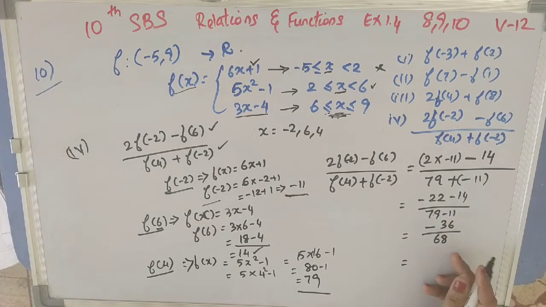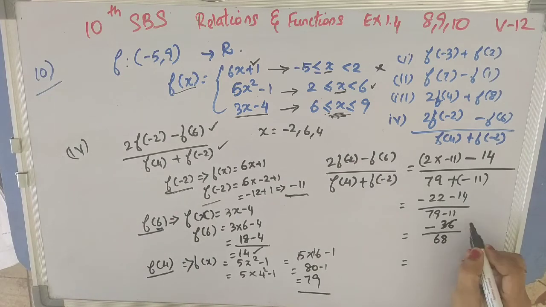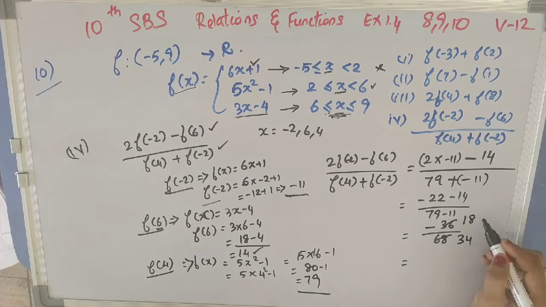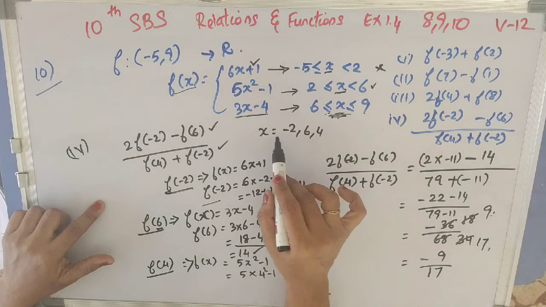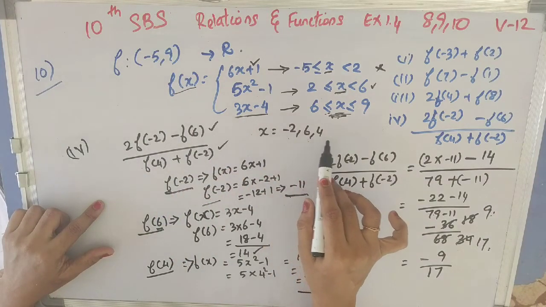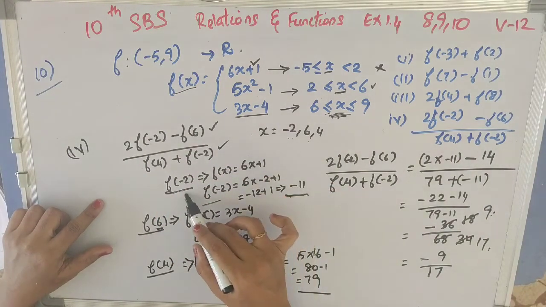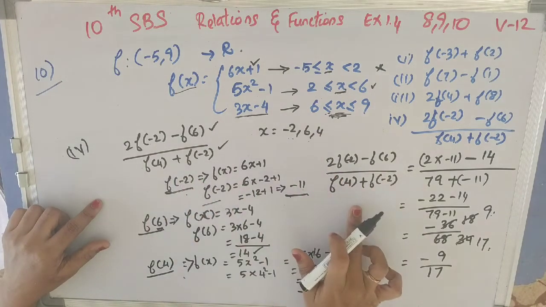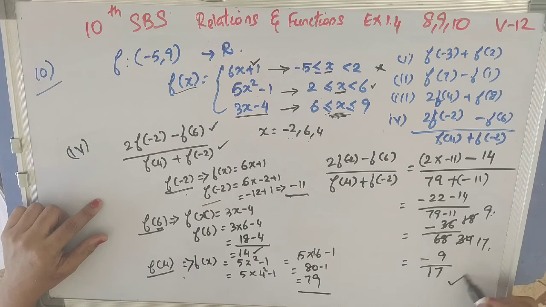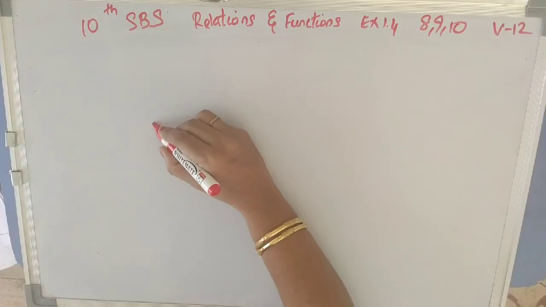36 and 68 can be divided by 2 and it gives 18 by 34. It can still be divided by 2 and it gives 9 by 17. So the answer is minus 9 by 17. 9 and 17 cannot be further divided. Okay. So first we have found the x values minus 2, 6 and 4. We have calculated f of minus 2, f of 6 and f of 4 and we have substituted in the question and we have derived the answer as minus 9 by 17.